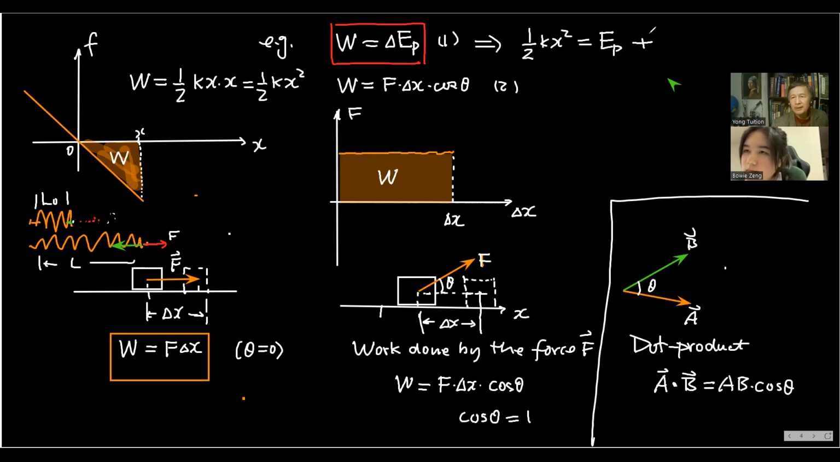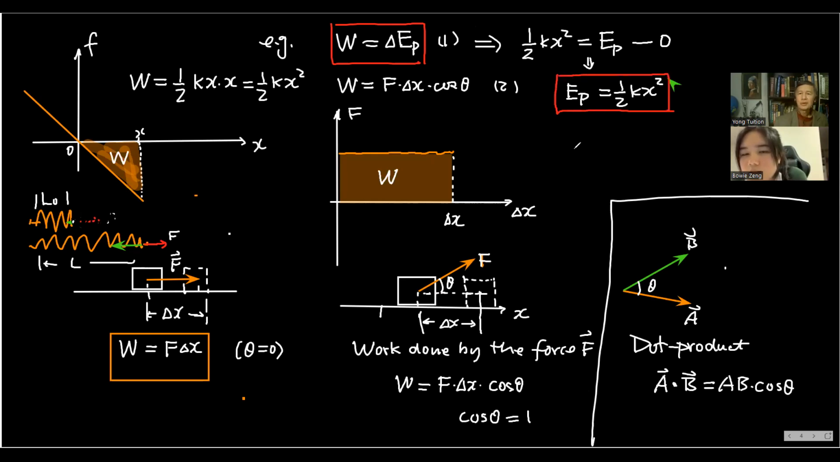And can we just consider the potential energy at zero is zero? Let's just say the initial potential energy is zero. Yes. So from this we get a new formula: the potential energy of the spring is equal to half k x squared. We can use these two formulas to solve our problem.